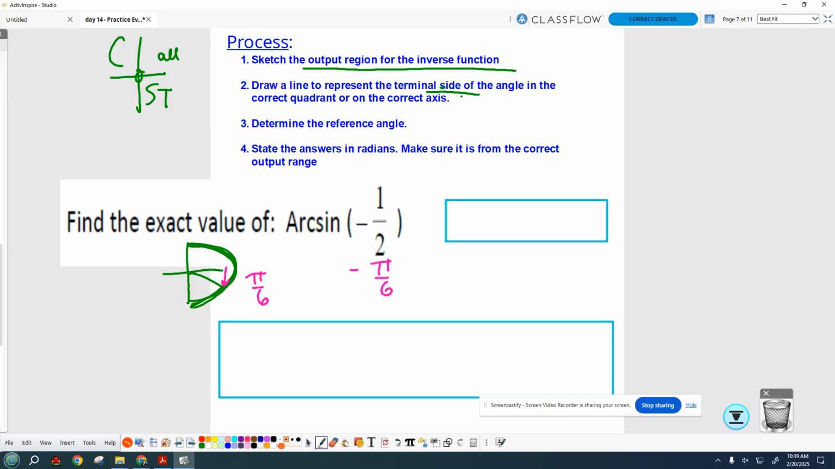And I'm asking you to draw this green arc so that you don't go that way. It is true that 11 pi over 6 also makes sine a half, negative a half. It's not the answer that I want. I want it from inside the little green force field.